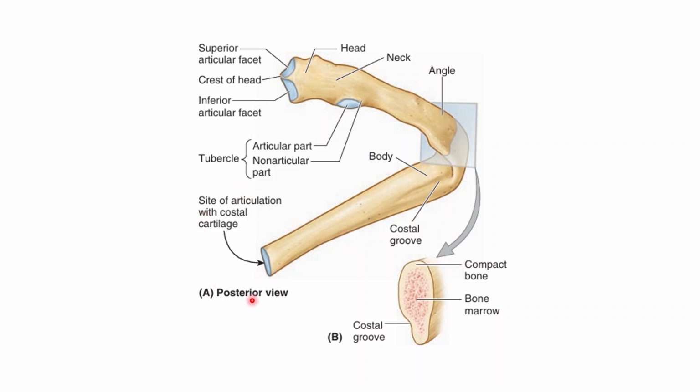And at the end of the body, we have that site of articulation with the costal cartilage, costal cartilage, obviously, for the sternum. So the head attaches to the vertebra. Keep in mind that the head is posterior. This is a posterior view of the rib. The head attaches with the thoracic vertebra, and going forward towards the body, it attaches to the sternum.